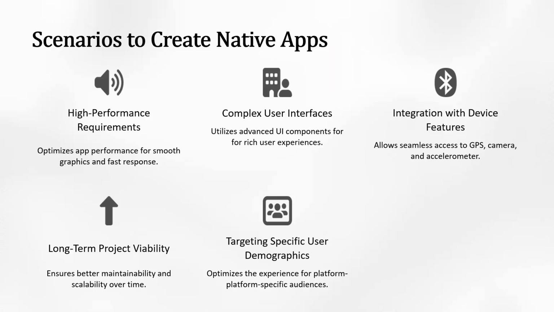Then the other one, targeting a specific audience. For example, if 90% of your users are on iOS, why not build an optimized iOS experience using Swift? I think you can understand. And the next one, tight device integration. Apps that rely heavily on location tracking, camera APIs, health data, or sensor input will always perform best when developed natively.